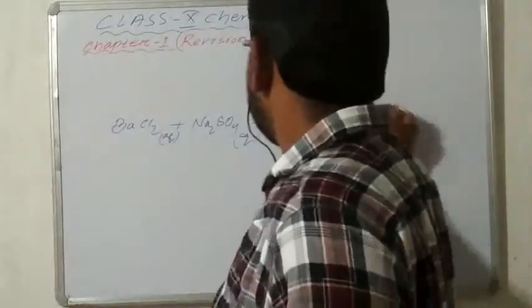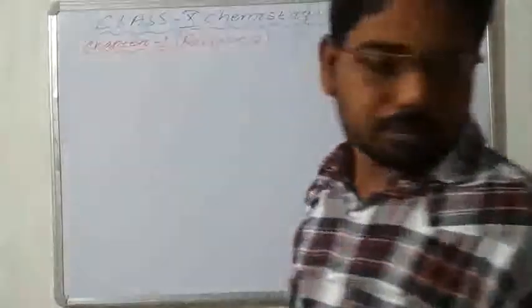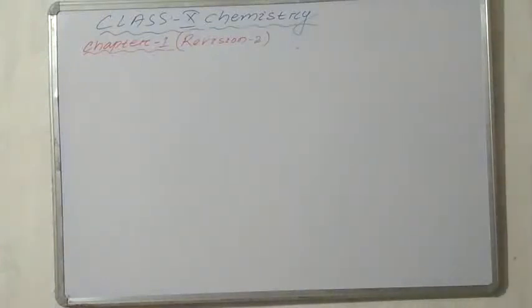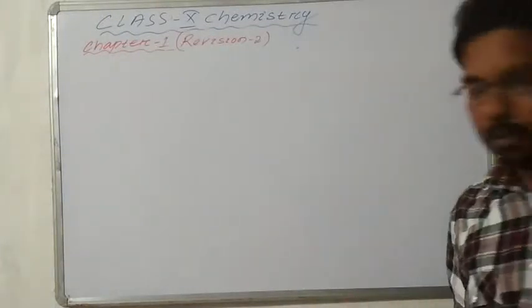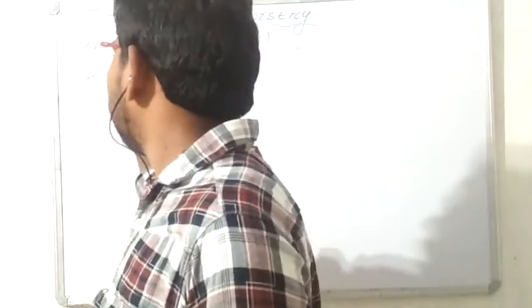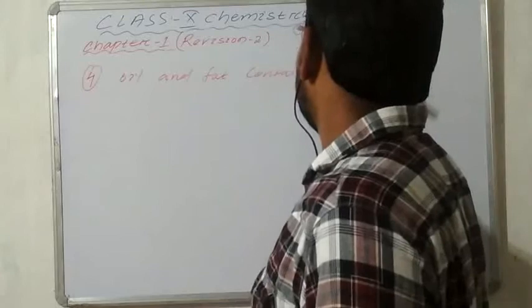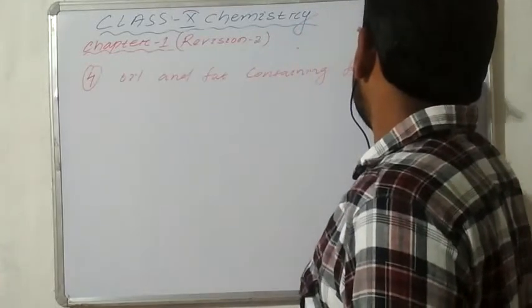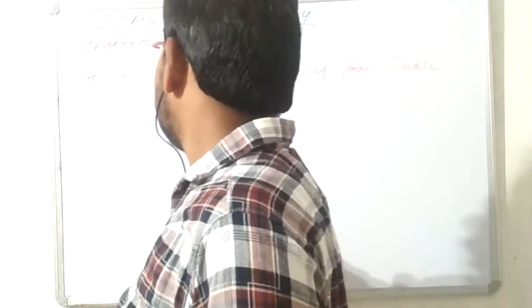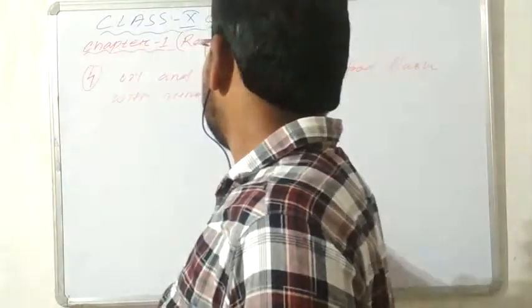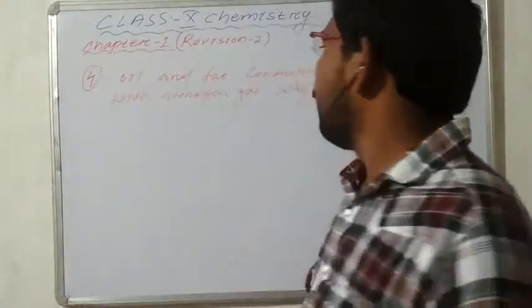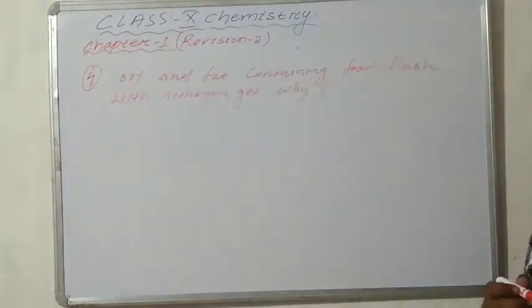So the next question, question number 4: oil and fat containing food is flushed with nitrogen gas. Why? Okay, so oil and fat containing food is flushed with nitrogen gas. Why?